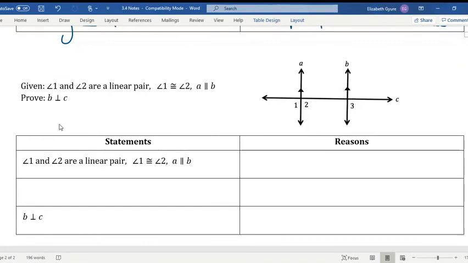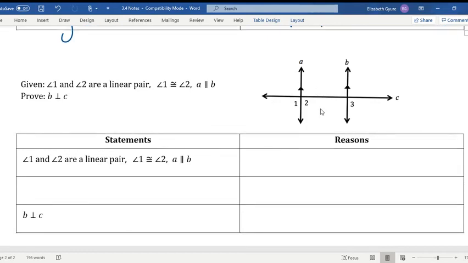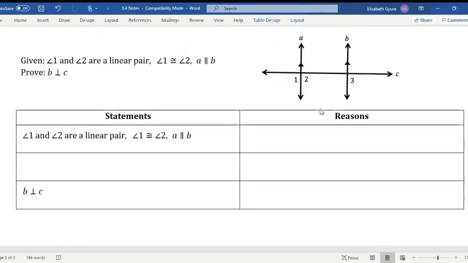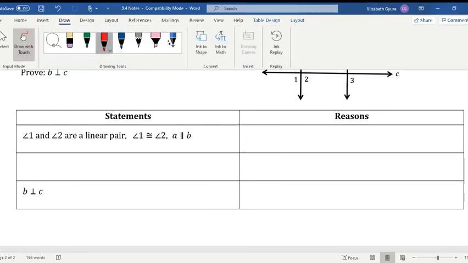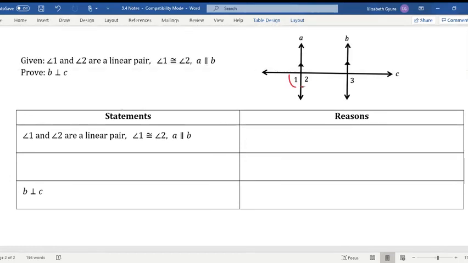Here we are given that angles 1 and 2 are a linear pair. Angle 1 is congruent to angle 2, and these lines are parallel. I'm giving you a bunch of stuff. So angles 1 and 2, oh, and it's a short one. How nice of me. I must have been in a good mood when I made this one. So angles 1 and 2 are a linear pair. They're congruent. Let's mark that. And we have parallel lines here.